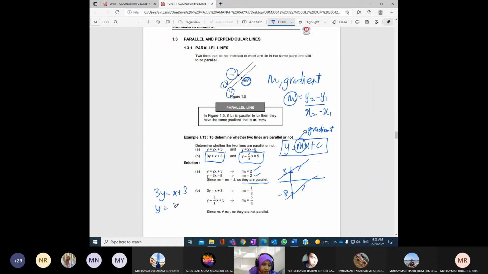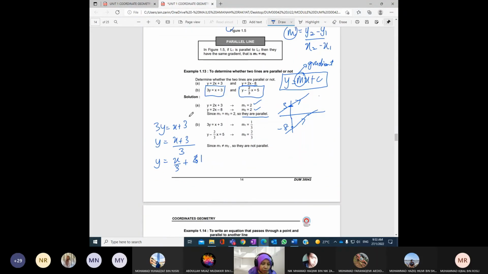Y sama dengan x tambah 3 per dengan 3 kan? Jadi kalau kita tukarkan bentuk dia akan jadi x per 3 tambah dengan 3 per 3 iaitu 1. Yang inilah bentuk yang pertama kita nampak untuk gradient form dia. Jadi sebab tu dia kata okay, the gradient is 1 over 3 for the first equation. Sebab apa 1 over 3?